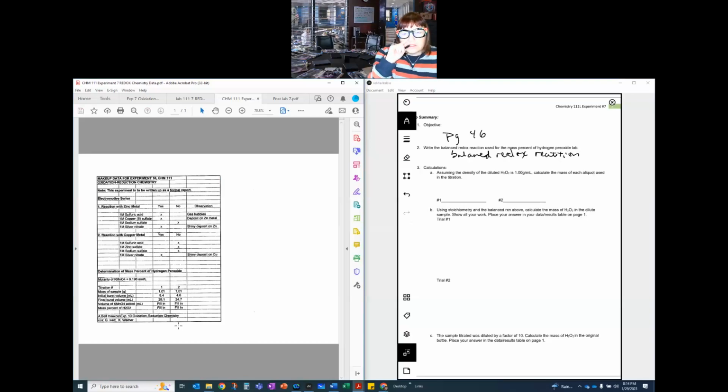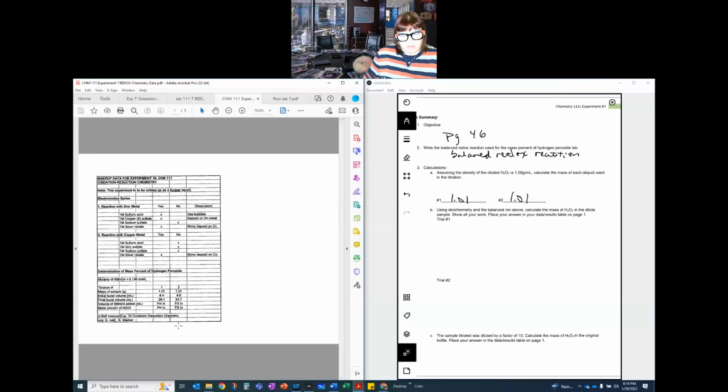This says, assuming the density of the diluted H2O2 is 1 gram, calculate the mass of each aliquot used in the titration. We actually have a mass, so you can just put this right here because that's what was given to you. Use stoichiometry and the balanced reaction above to calculate the H2O2. So the calculation that we just talked about doing is going to go right there, and you're going to do it for trial 1 and trial 2.